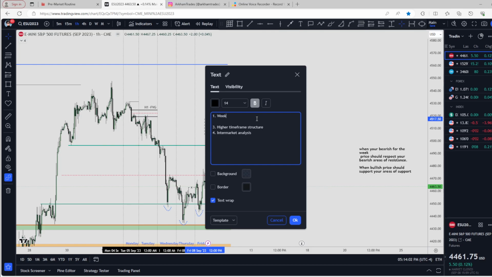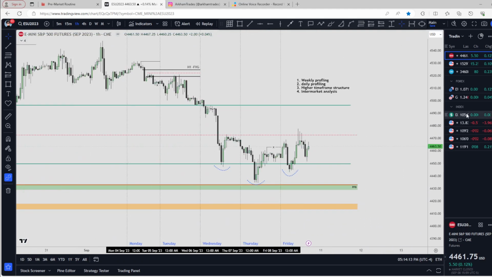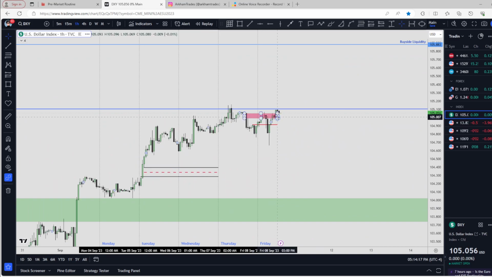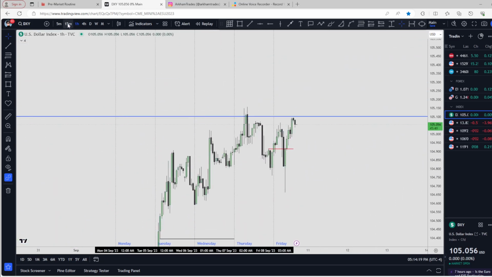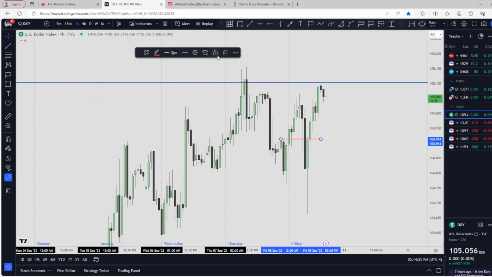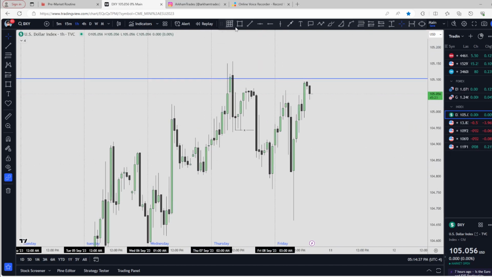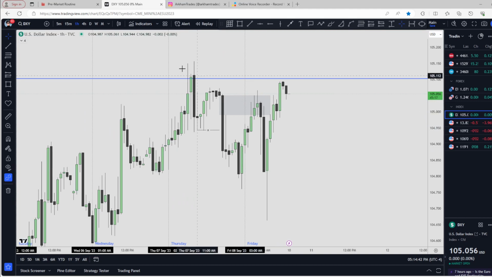And then higher time frame structure and intermarket analysis, as well as looking at the dollar. In the beginning of the day, the dollar was bearish. The dollar was extremely bearish. Dollar broke structure to the downside. Around the same time that ES broke structure to the upside, dollar broke structure to the downside, came back into this area of resistance, and then it was bearish.